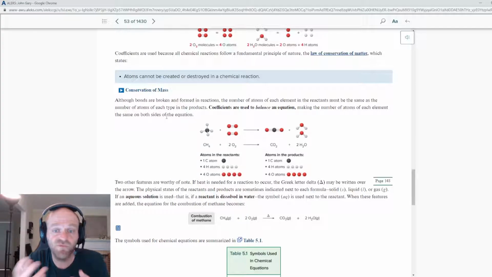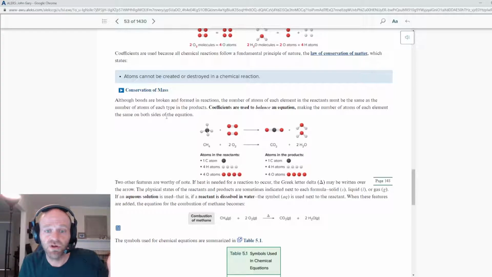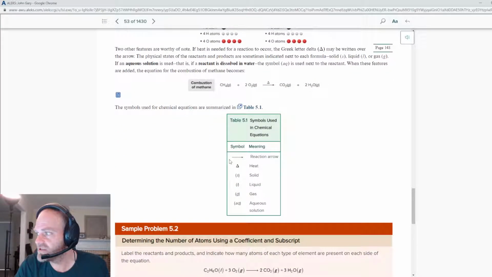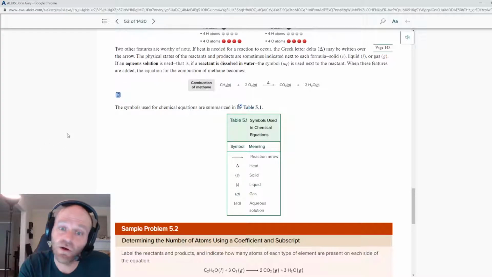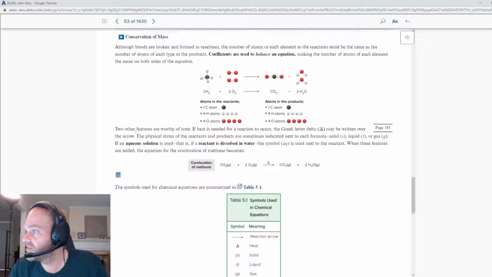Okay, you've changed them around, you've broken bonds, you've reordered them, but there will always be the same number of atoms on the left side as there are on the right side. And part of balancing chemical equations is making sure that there are the same number of atoms on the left and on the right. So when we start balancing chemical equations, that's going to be a big part of it, making sure you have the law of conservation of mass, right? You have the same number of atoms on the left as you do atoms on the right.